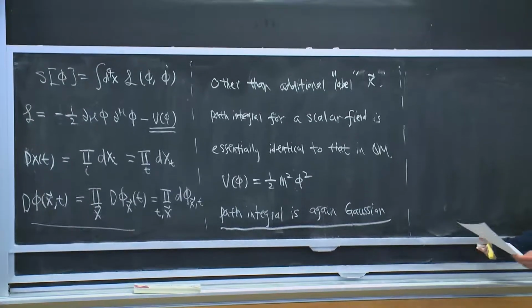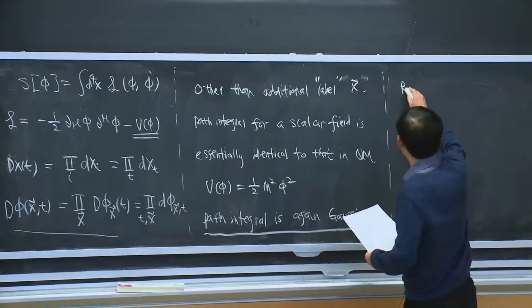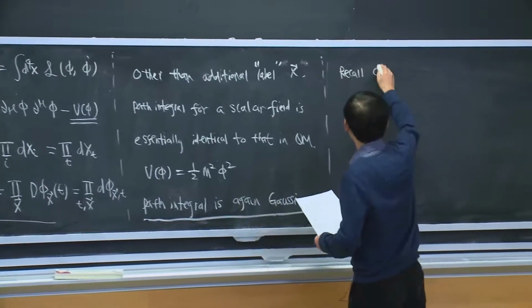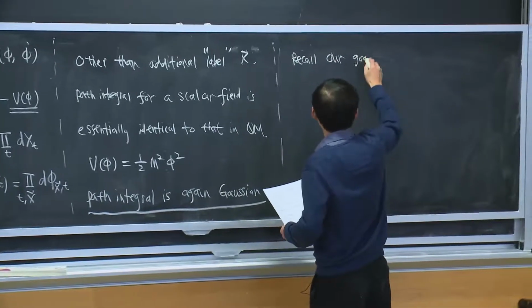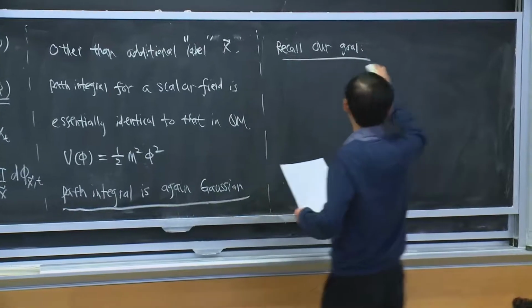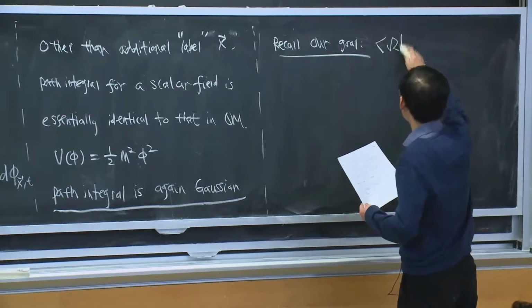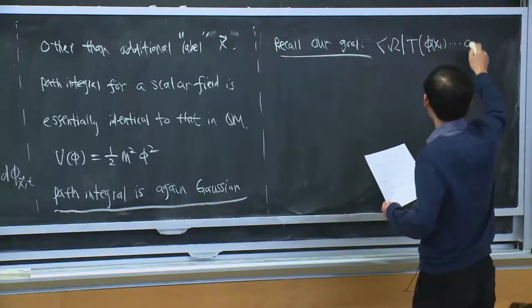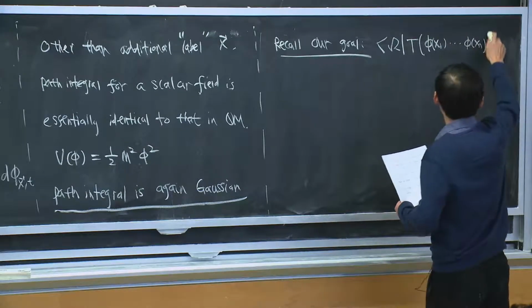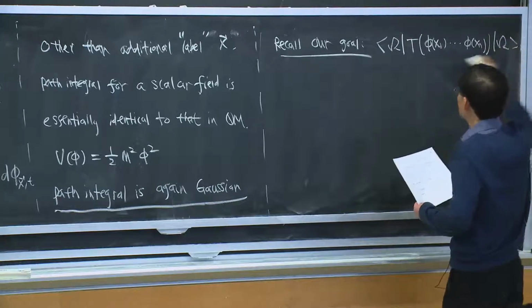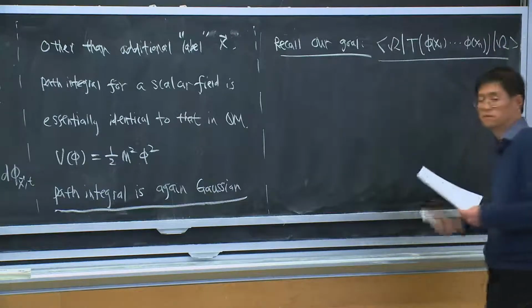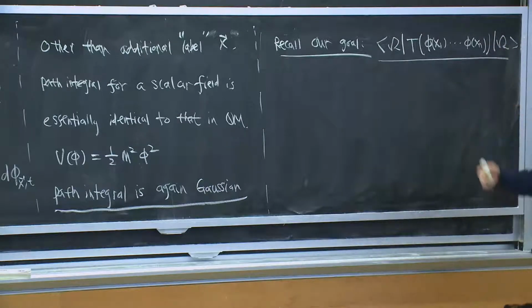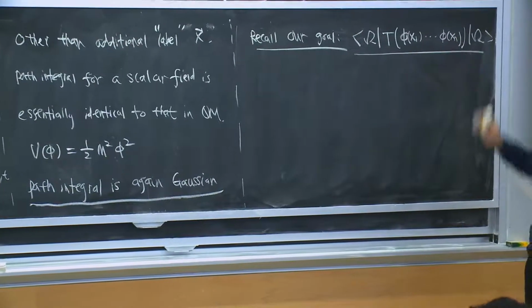So recall our goal is to compute this object, the vacuum expectation value of time-ordered correlation functions. Okay, we want to compute this object. Now we will discuss how we use the path integral to compute it.